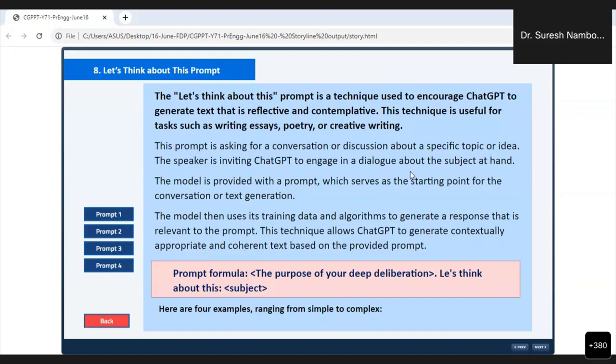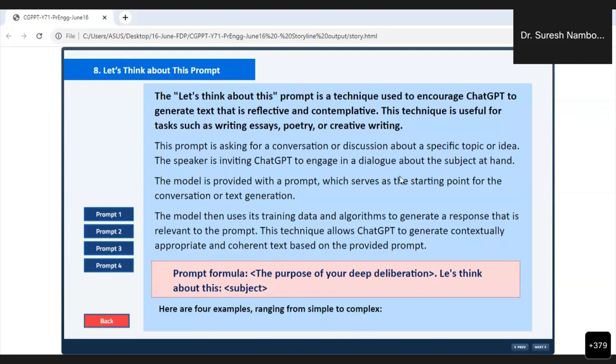I will show you some of the prompts here. And here the prompt formula is like this: the purpose of your deep deliberation. You have to spell out to ChatGPT what the purpose is, and you tell ChatGPT, "Let us think about this one particular subject."